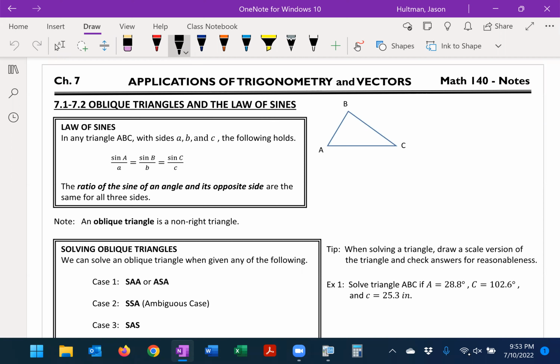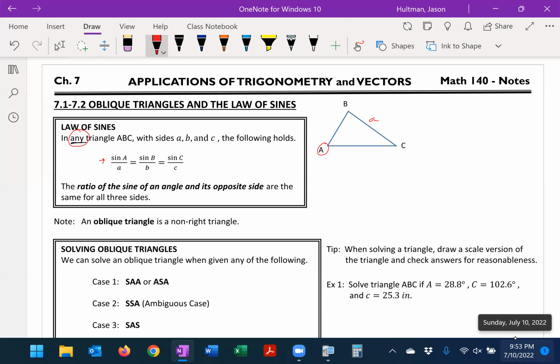So, oblique triangles and the law of sines. Law of sines: in any triangle, that's any triangle, even non-right triangles. Maybe we'll circle the word "any" there. Triangle ABC with sides A, B, and C, the following holds. The sine of angle A over side A, and the A's are always opposite each other. The lowercase are the sides, the uppercase are the angles.